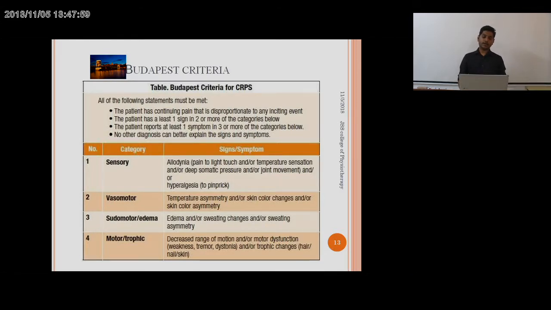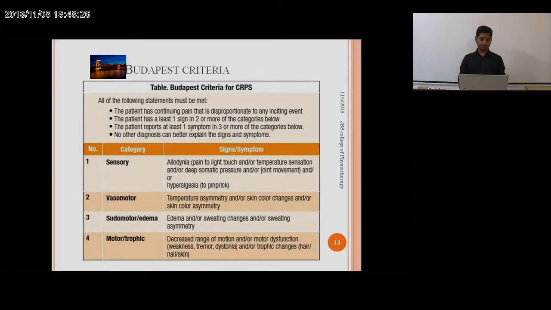So when it comes to the criteria, there are 4 essential categories. There are sensory changes, that is allodynia. People will perceive non-noxious stimuli as noxious stimuli during this event, such as pain to touch or temperature sensation or deep somatic pressure or joint movement. So these are the features that you can see in the sensory category. And there will be hyperalgesia to pinprick.